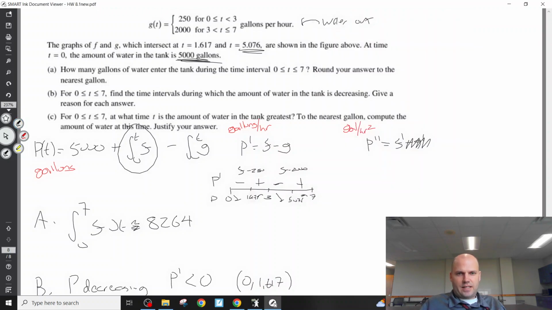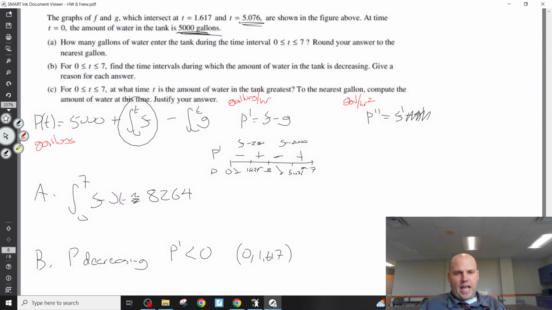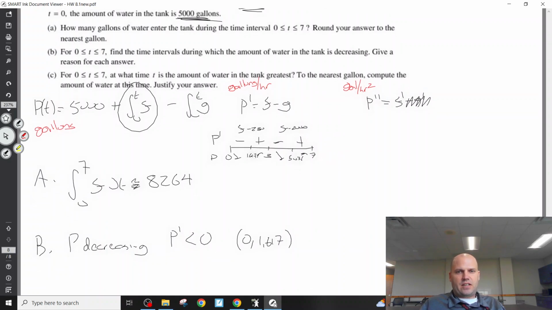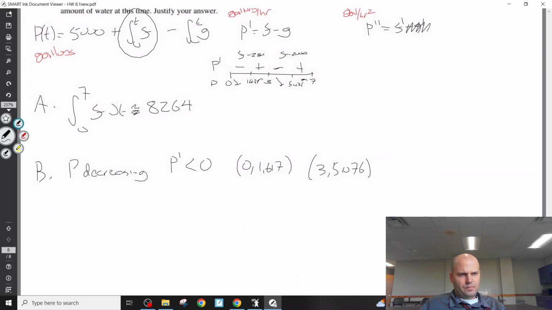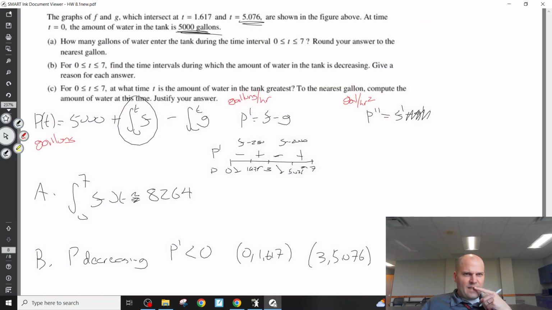This makes sense. Or that P prime is negative then positive. P is decreasing and increasing. So the other one is 3 to 5.076. Probably should have saved those values, but let's see. Part C. At which time is the water in the tank the greatest?